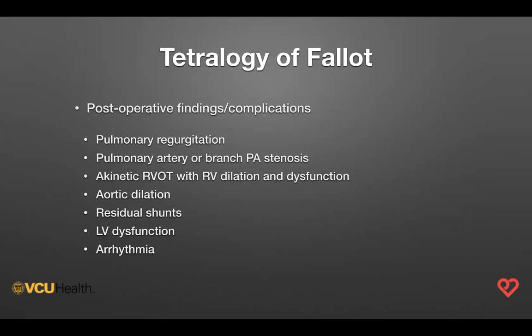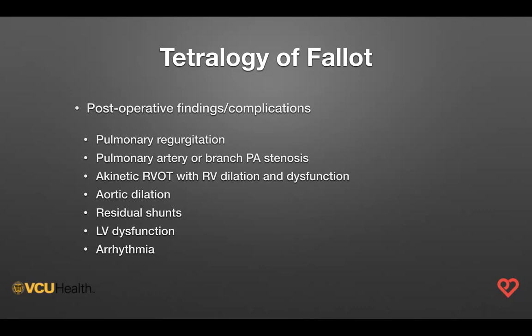What are the post-op findings that we are looking for when imaging these Tetralogy of Fallot? So just like I showed you in the first case, we're looking for pulmonary regurgitation. We're looking for pulmonary artery or branch PA stenosis. Sometimes when patients have had shunts placed, they can develop scar tissue there. We can see the akinetic RV outflow tract with RV dilatation and dysfunction due to the severe unrestricted pulmonary regurgitation. Very commonly, we will see aortic root dilatation in these patients, including the ascending aorta.